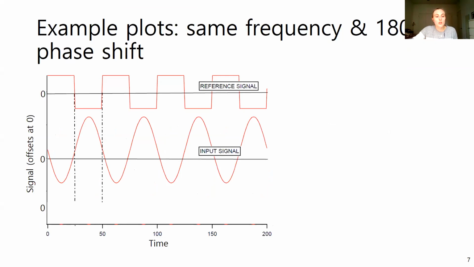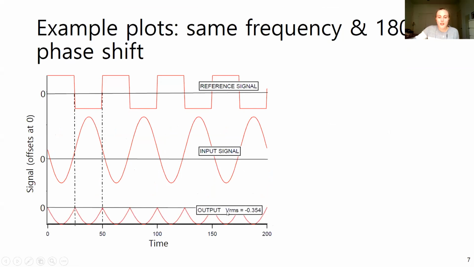So if we shift our signal 180 degrees here, so we have a negative times a positive or a positive times a negative, what would you guys expect for the multiplied signal compared to the last slide? All negative. Yep. So it'll be all negative here, and our output would then be a negative DC signal. So when they're 180 degrees out of phase, the output just changes sign.